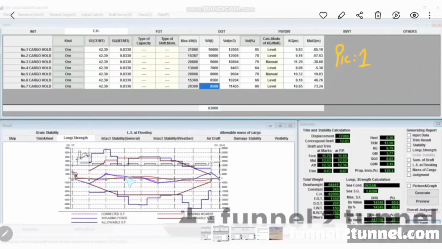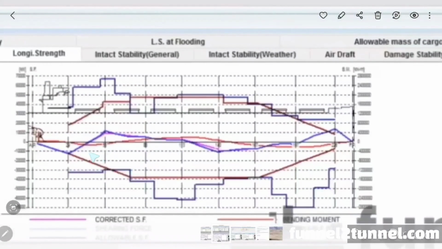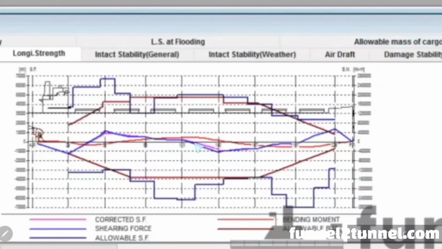In this picture, you can see this line has come closer to the mean line of zero. We will just zoom it and check. This is what I'm talking about. This red line is now very much closer to the mean line. So now the vessel is still slightly hogged, but it is lesser compared to the previous picture. So this line will tell you whether the vessel is hogging or sagging.